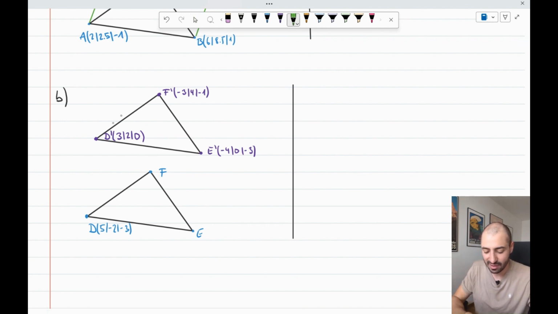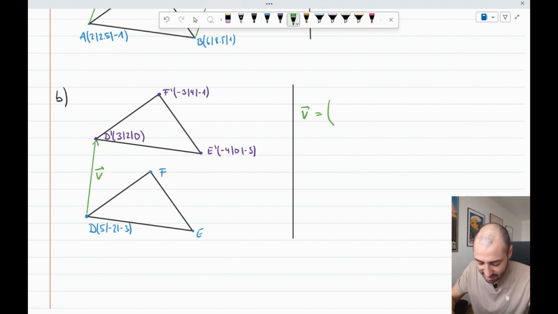Now you have the image triangle D prime, E prime, F prime given, and one vertex from the original triangle, so D. And you want to find the other vertices E and F of the original triangle. So again, you have to figure out the displacement vector that displaces the original triangle to the image triangle.